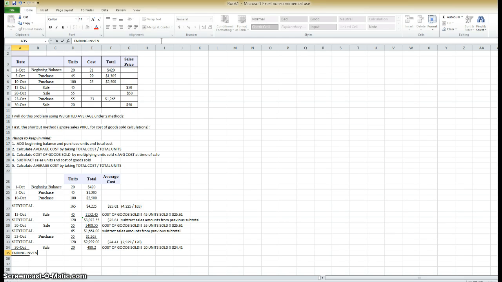Since this is our last transaction for the month, this is going to give us ending inventory. Remember, a sale is going to subtract from the inventory we have on hand. We had 120 units, we sold 20, so that gives us 100 units on hand. I'm going to double underline that since that's our final number. And for our total, we had a value of $2,929. We're going to subtract the cost of goods sold, so we now have a value of $2,440.80.